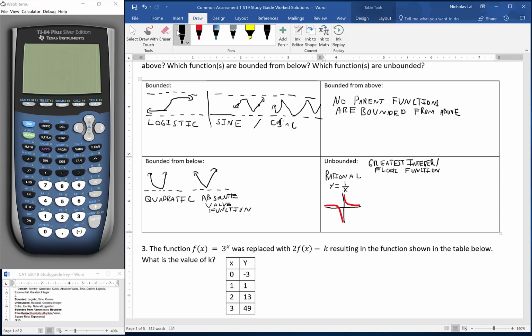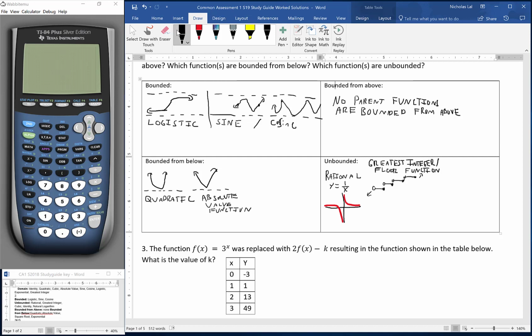And the idea with the greatest integer slash floor function is that you take your input and you find the greatest integer. So the graph does look somewhat like this. And it continues on in all directions, where you plug in your input and the output is the greatest integer.